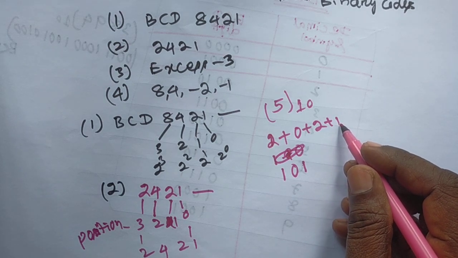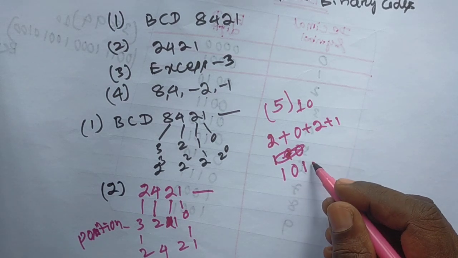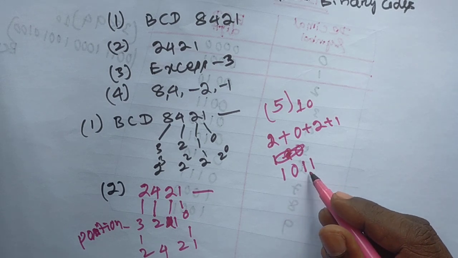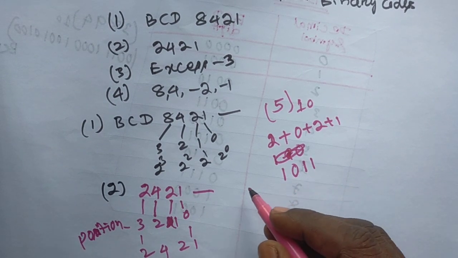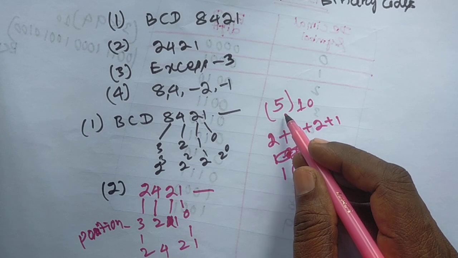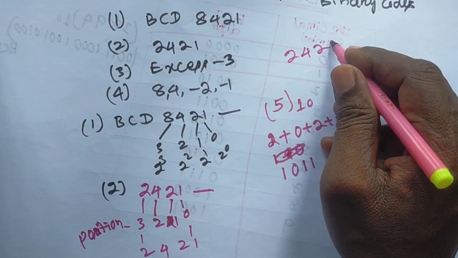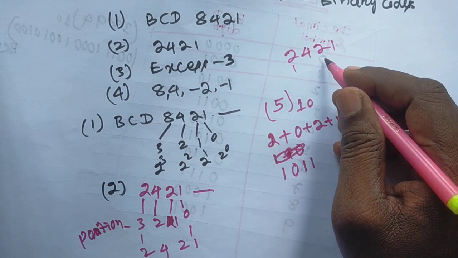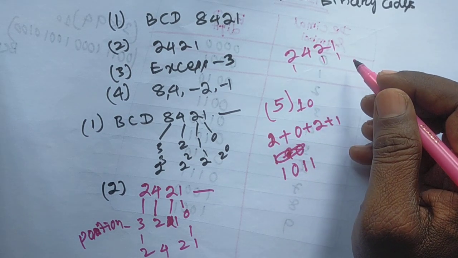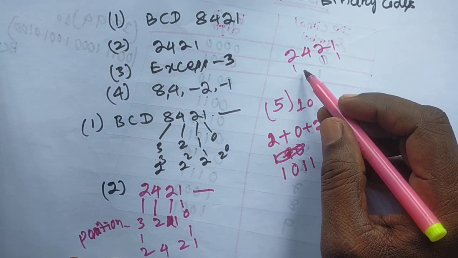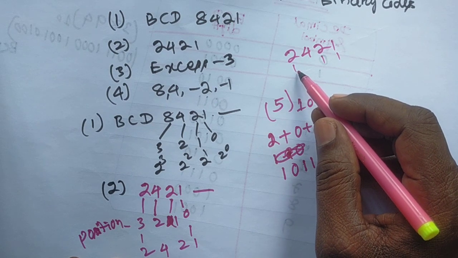Zeroth position is required, that is 0. Sorry, 1. Here is 1. So 1, 0, 1, 1. Because you see, for 5, which one is required? Is it 2, 4, 2, 1? Which one is required for 5? 2 is required. 1 is required. In that case, what happens? We go through in this way.